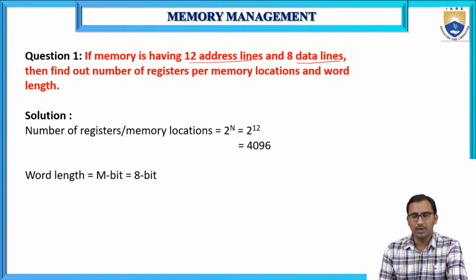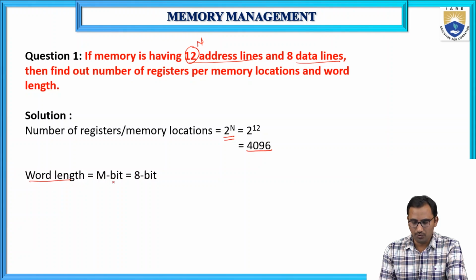So the memory capacity can be calculated using this formula, 2 power n, where n is equal to 12. So 2 power 12 means 4096. So 4096 memory locations are there in that memory device.